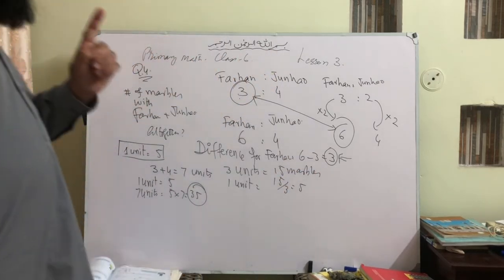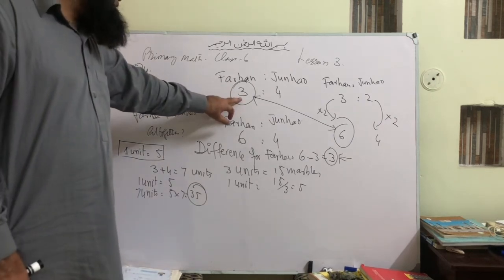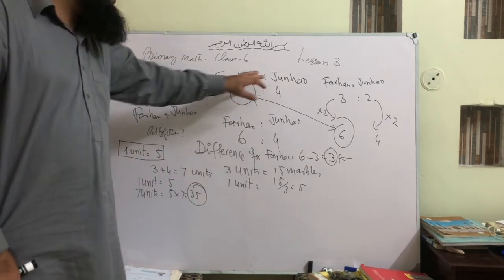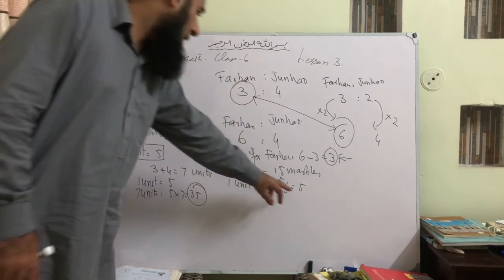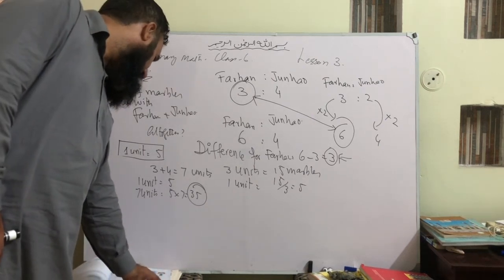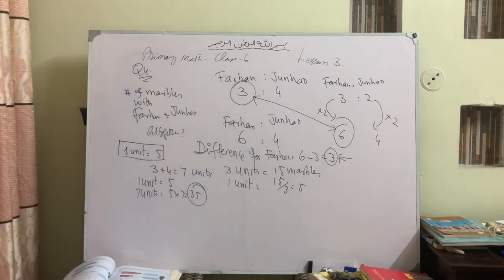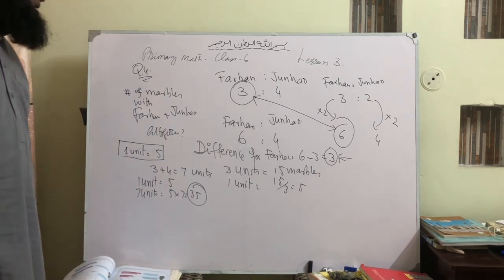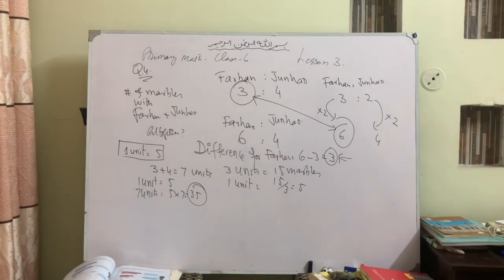1 unit represents 5. So they had first how much? 3 and 4, so together they had 7. 3 plus 4 is 7 units, multiplied by 5, which is 35. It means that 35 marbles were there altogether with Farhan and Junhao before Farhan got 15 more marbles. So this was about 3 and 4.